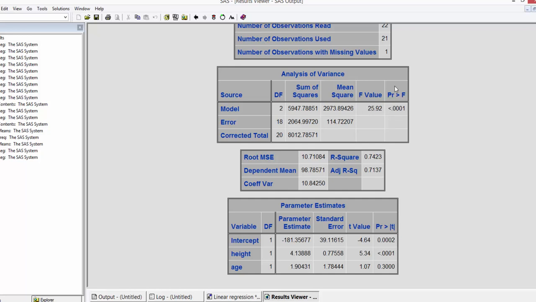So the probability value, so probability greater than F, should be less than 0.05 in order to say that the F value is significant enough.